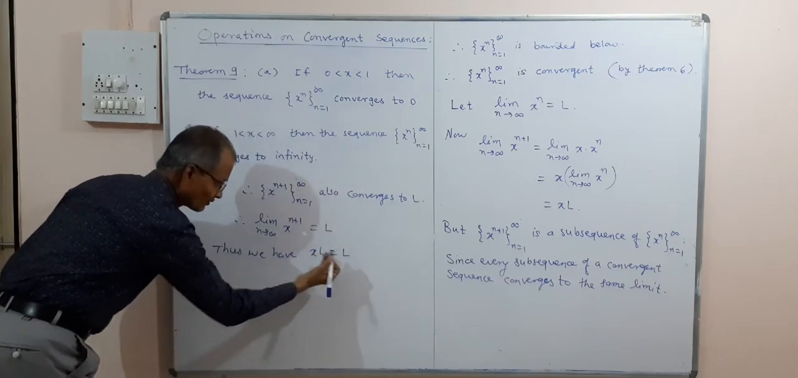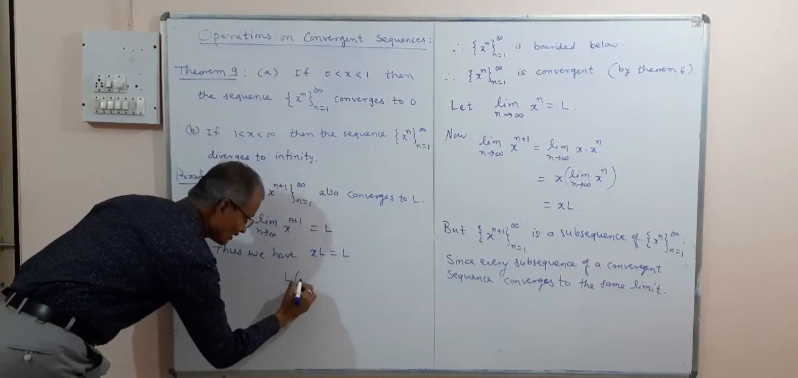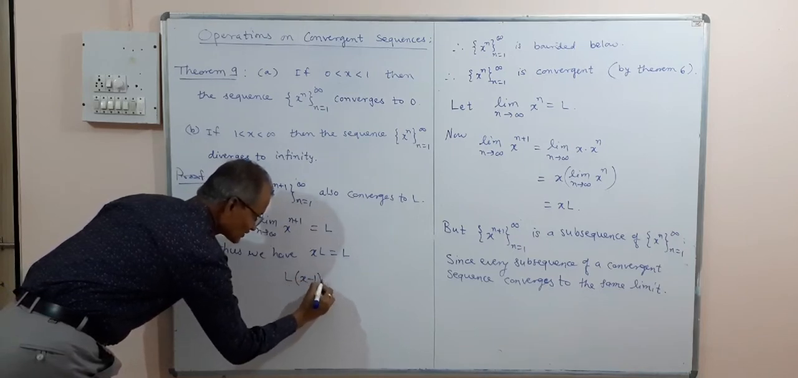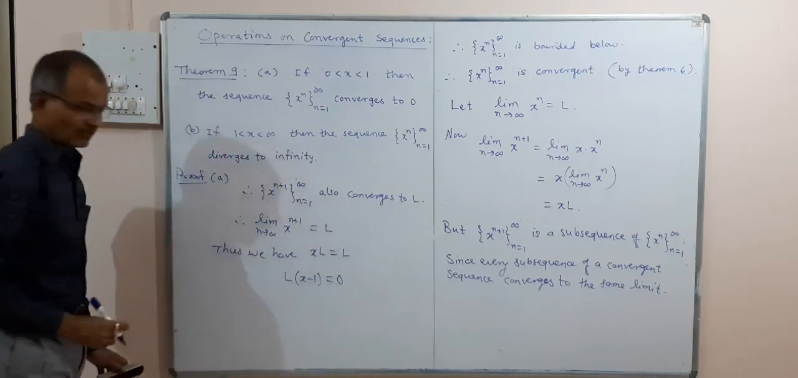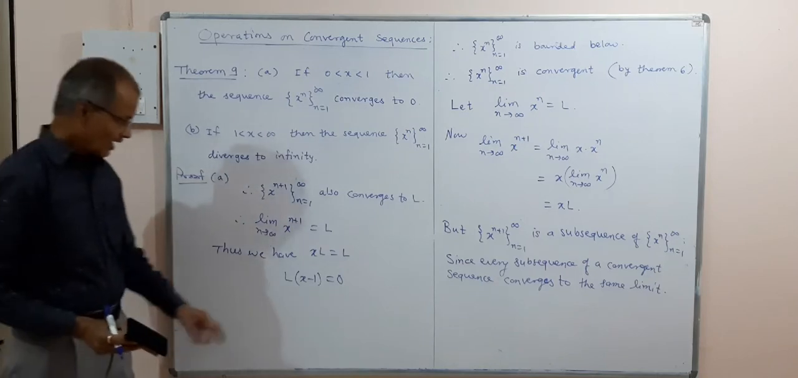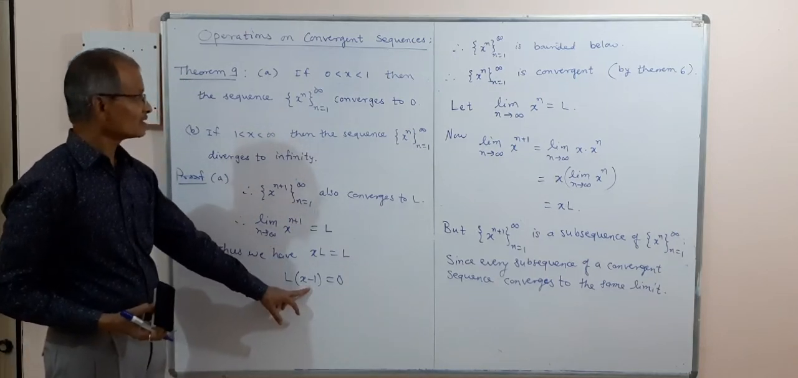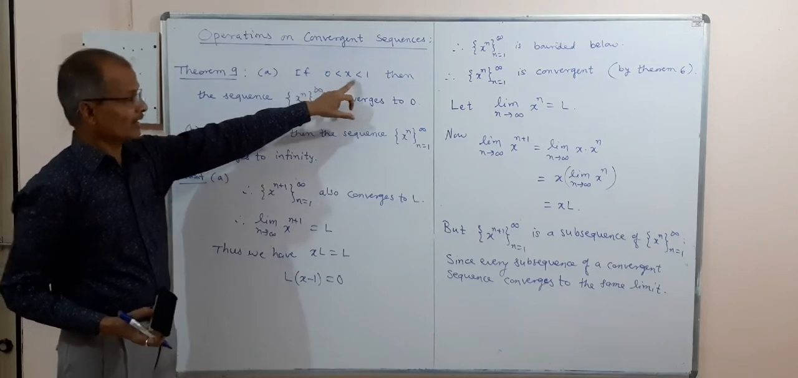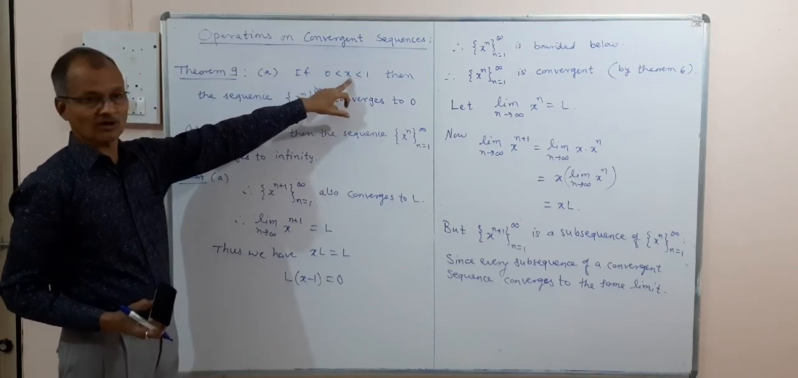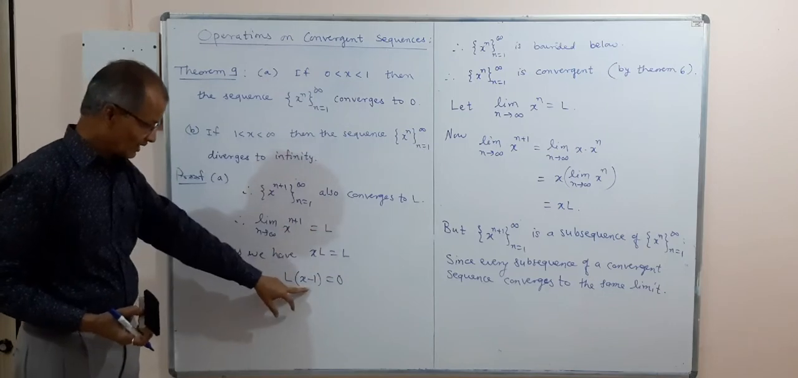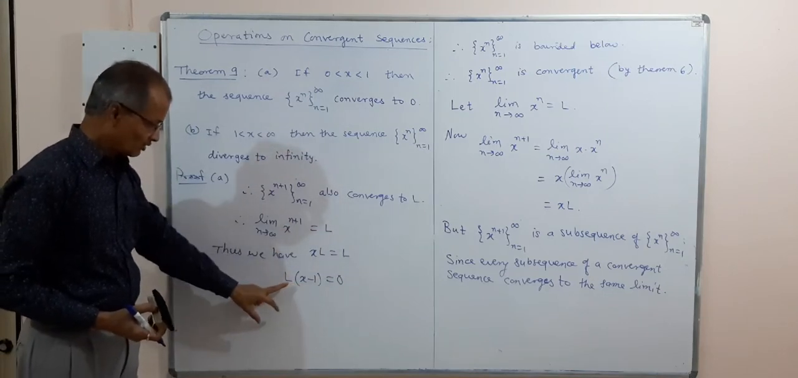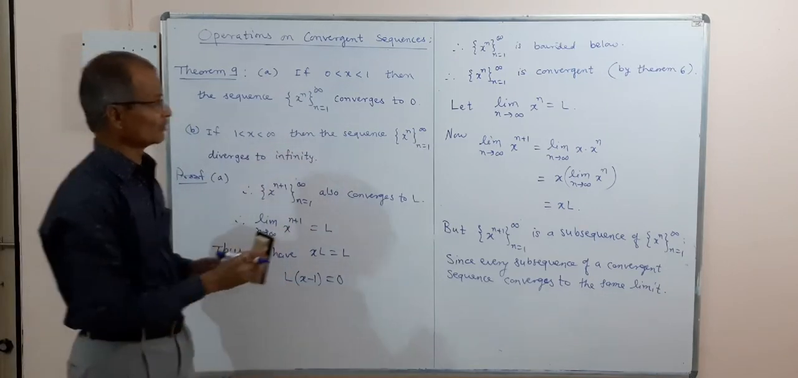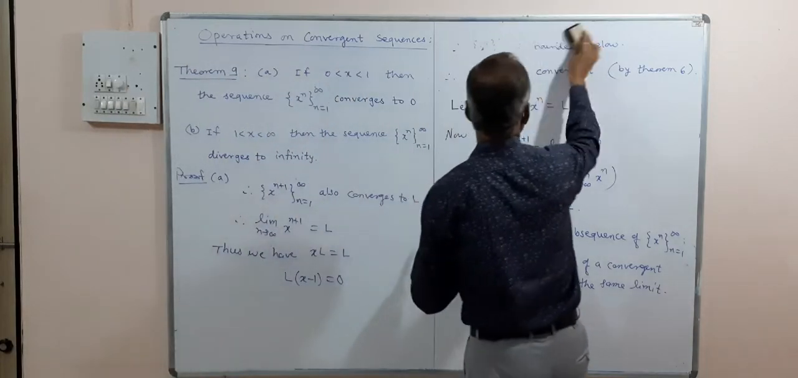or if you transfer this term on this side, L into x minus 1 is equal to 0. And you see, x is not 1 because the case is x is greater than 0, x is less than 1. So x is not 1, and therefore x minus 1 is not 0. And this is possible only if L is equal to 0. So this implies L is equal to 0.